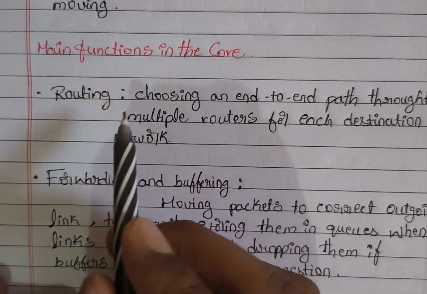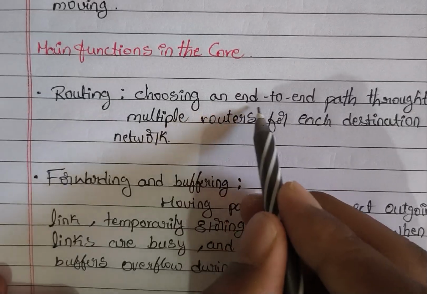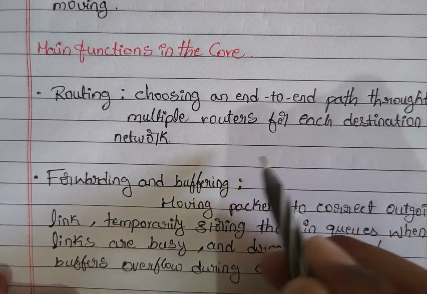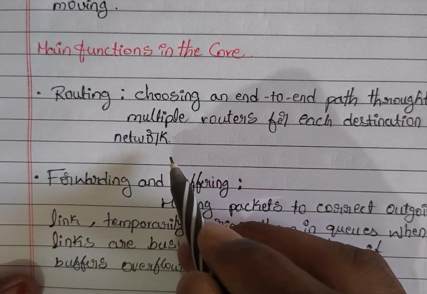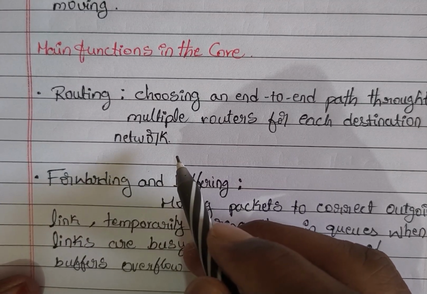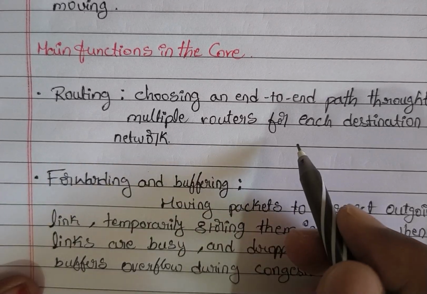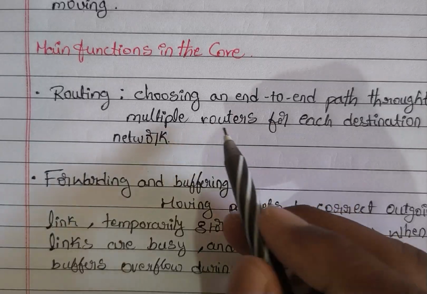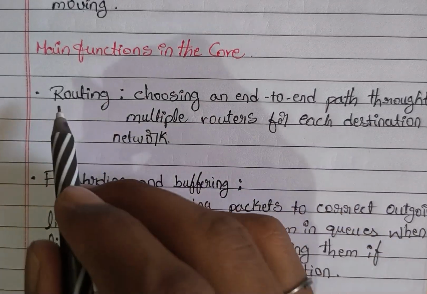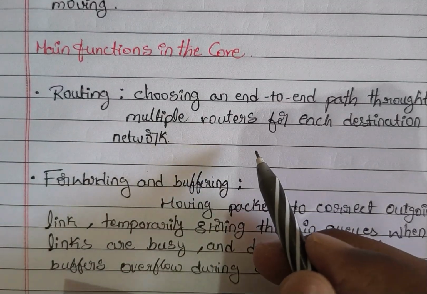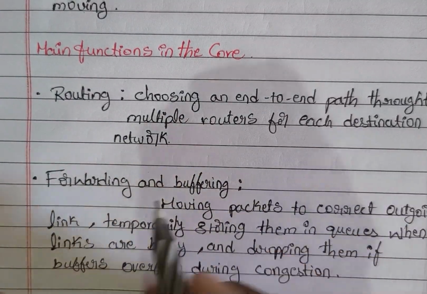Main functions in the core: routing, choosing an end-to-end path through multiple routers for each destination network. Like I just explained, if R1 fails, it will choose R2, and if R2 fails, R3. Like this, choosing a route. The name itself says routing, right? Routing means choosing a path from source to destination.